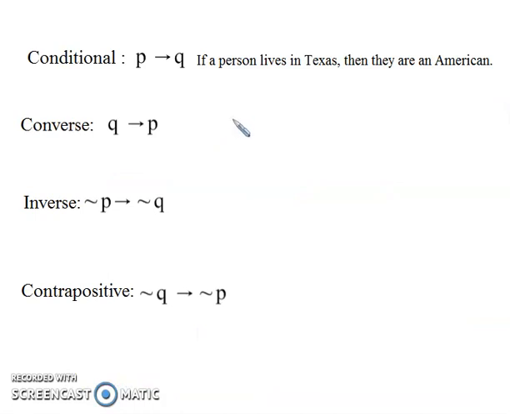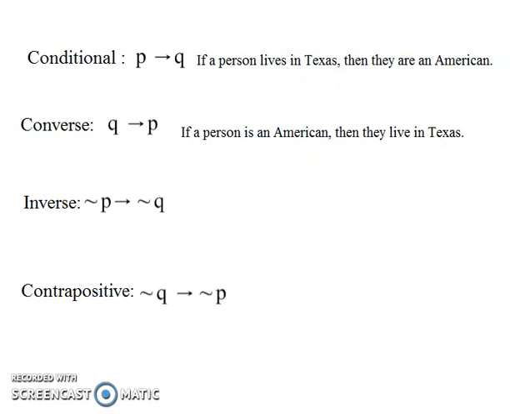So let's look at another example here. Conditional: if a person lives in Texas, then they are American. We have other statements that can be created off of the conditional: the converse, inverse, and contrapositive. We're going to use that same P implies Q notation, only we're going to adjust it a little bit. So we're going to have the converse, which is Q implies P. The converse in this case would be if a person is an American, then they live in Texas. So we simply reverse the Q and P statements.